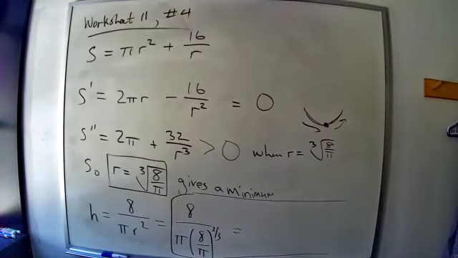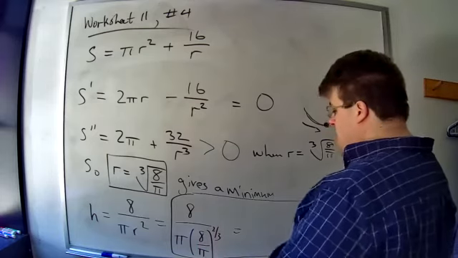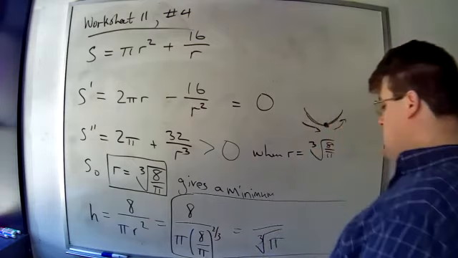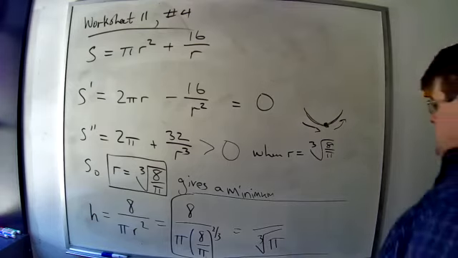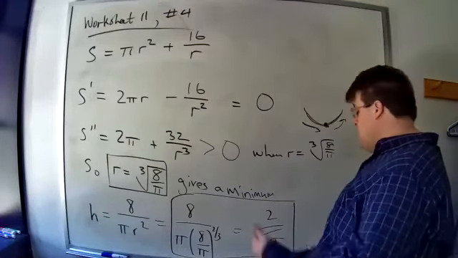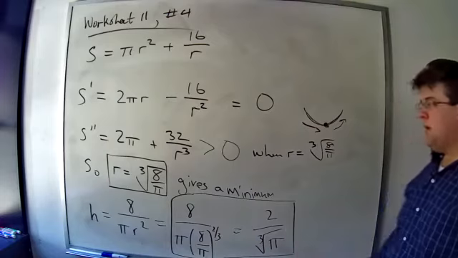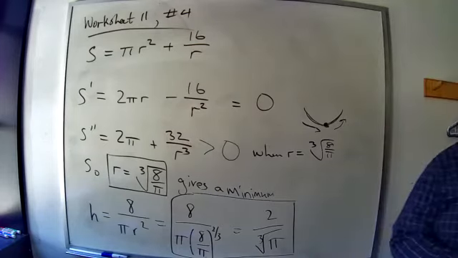How does it simplify? 2 over cube root of pi, is that right? Am I counting the number of 8s properly? So we're left with a cube root of pi in the bottom. So on a test, if you had one like this, you could leave your answer in that form, that's fine. But this one does simplify pretty nicely, actually. Okay, so any questions about that one?